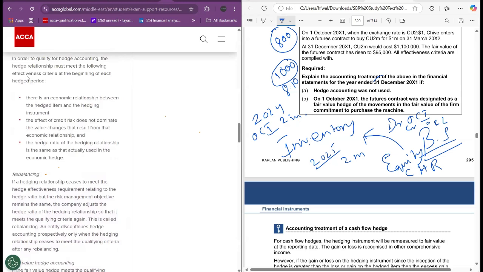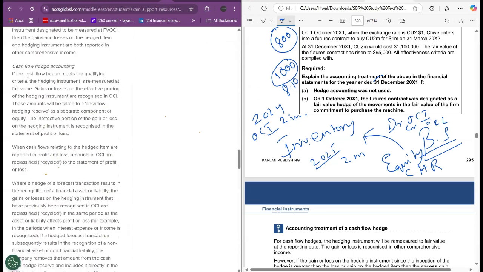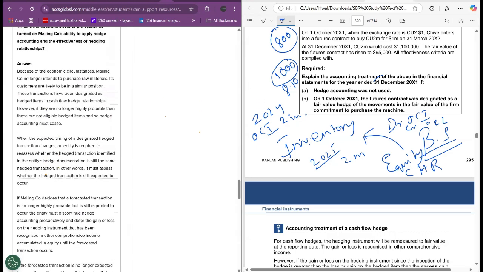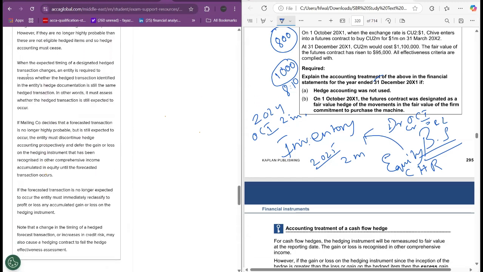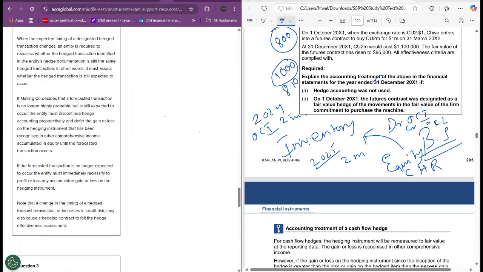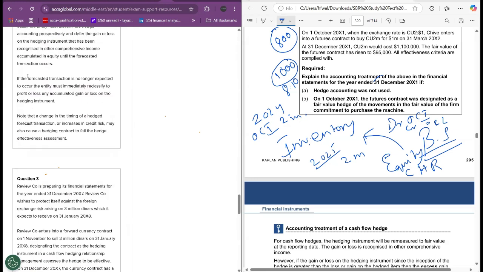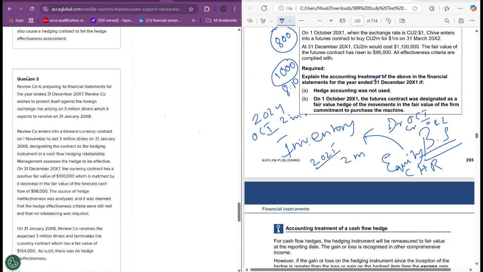So the hedge effectiveness criteria is not met. So we can already say that it is likely that we are not going to apply hedge accounting. You can give that also as a reason. So if hedge effectiveness fails, then hedge accounting will also fail. Simple. So then question 3.